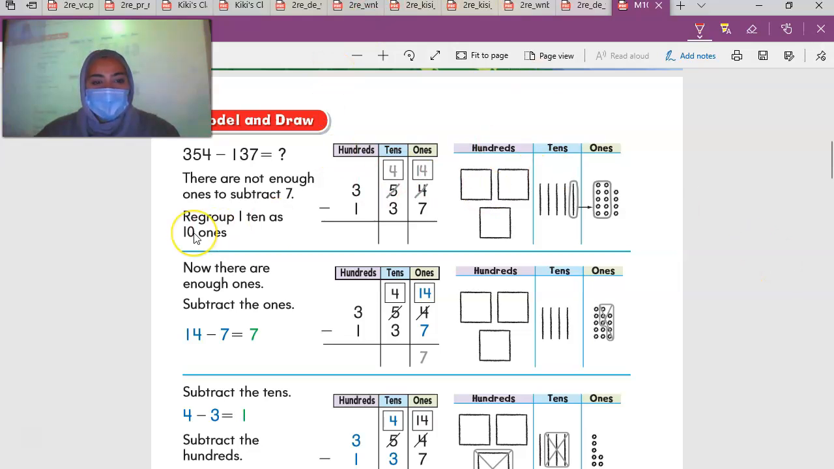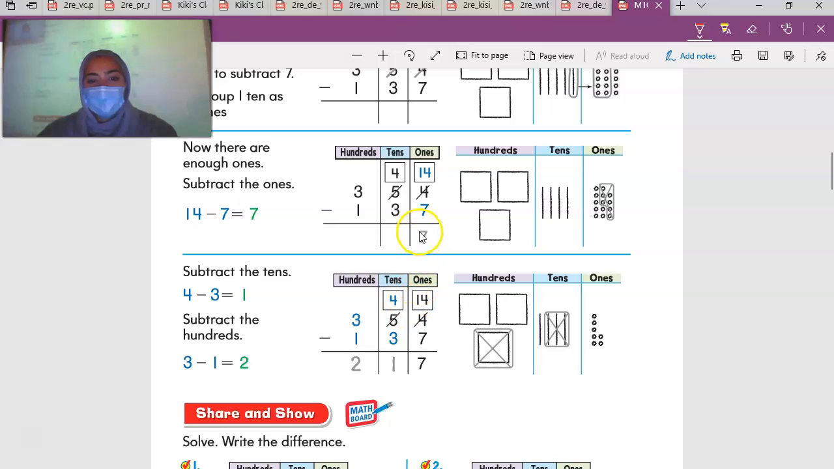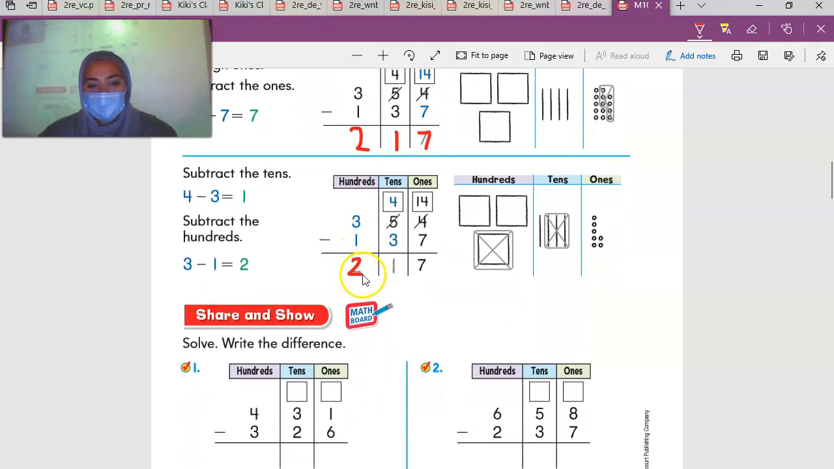354 minus 137. There are not enough ones to subtract the 7. Right? 4 take away 7. You can't do that. You have to borrow from the tens place. That 5 becomes a 4, and the 4 becomes a 14. 14 take away 7 should be easy. It's a doubles fact. 14 take away 7 is 7, and 4 take away 3 is 1, and 3 take away 1 is 2. What's your answer? 217. They're just modeling that for you.